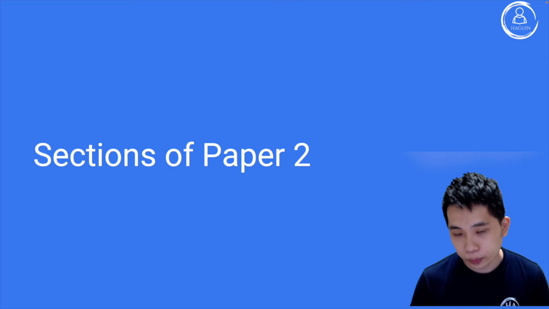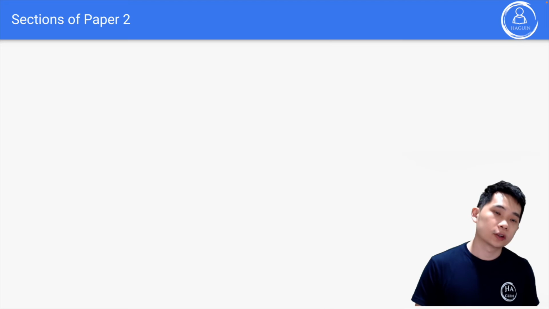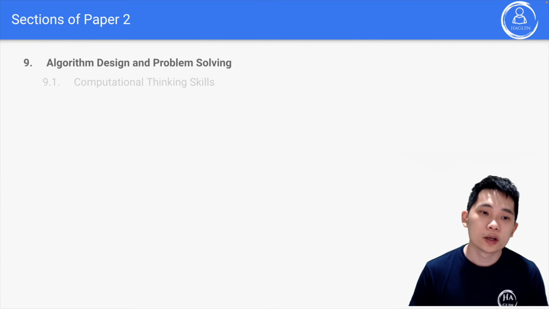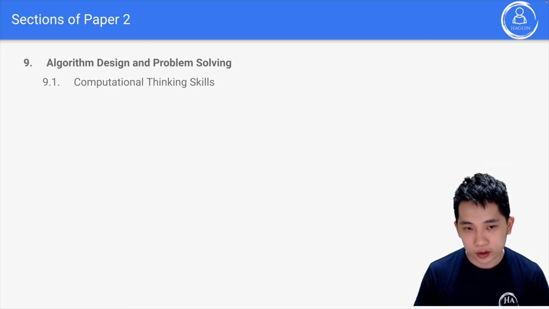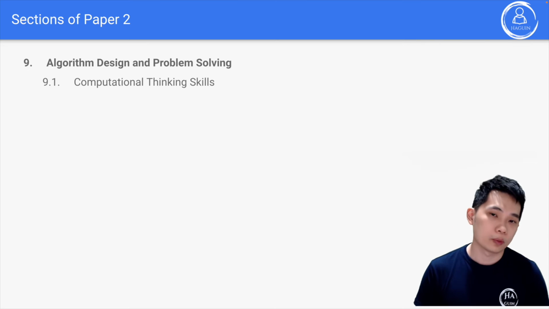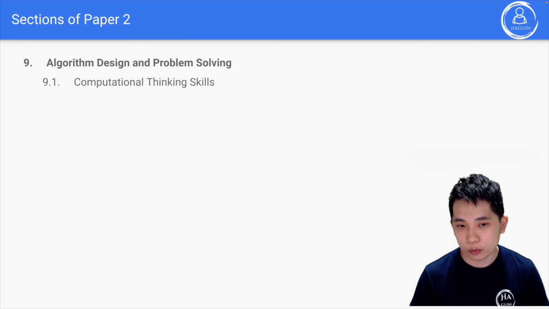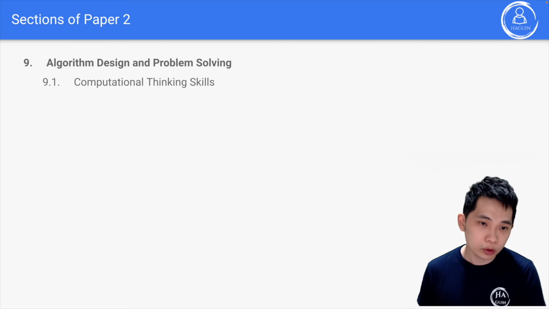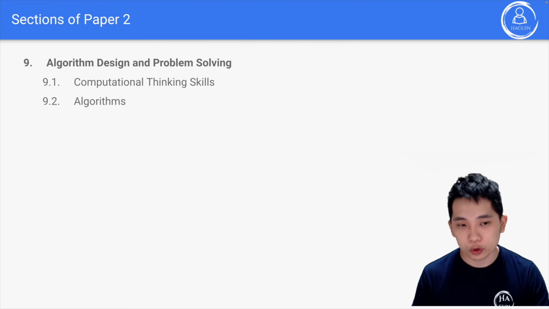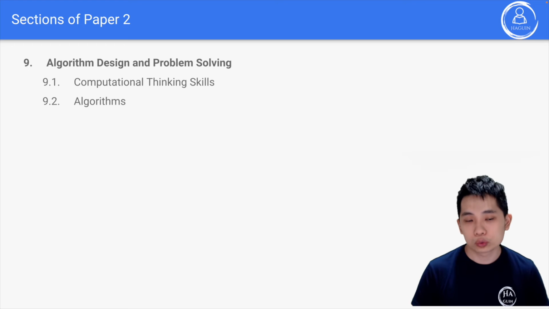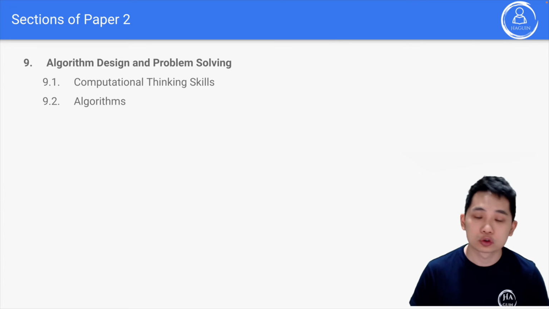So after going through paper 1, let's look into paper 2. For paper 2, we have algorithm design and problem solving at chapter 9. Inside here we talk about computational thinking skills. For this one, we are just talking about decomposition and abstraction. Basically just teaching you how you can break down a complex problem into a simpler problem. Then we talk about algorithms, what an algorithm is and how you can represent an algorithm using pseudocode, flowchart, or even structured English.